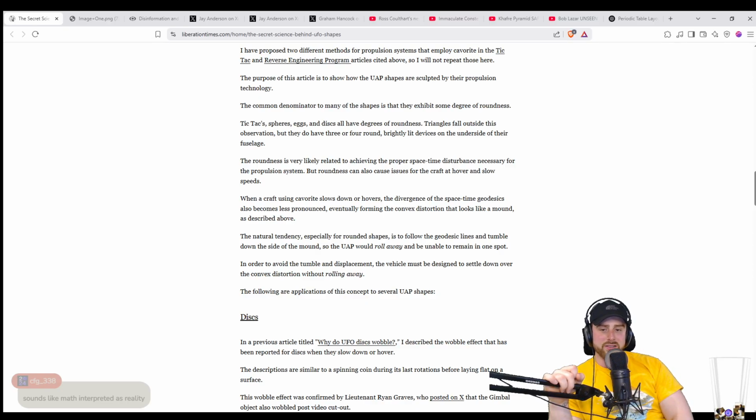The natural tendency, especially for rounded objects, is to follow the geodesic lines and tumble down the side of the mound. So the UAP would roll away and be unable to remain in one spot. In order to avoid this tumble and displacement, the vehicle must be designed to settle down over the convex distortion without rolling away. The following are applications of this concept to several UAP shapes.